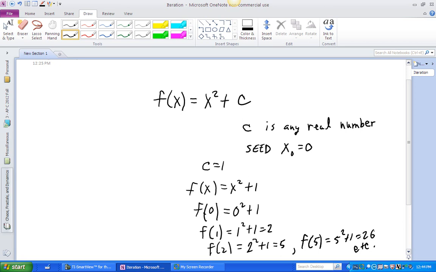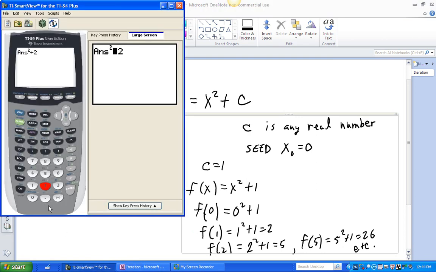But let's go ahead and do it on our calculator anyway, just to get some practice doing this with the calculator. So again, we're going to have answer squared plus 2, but we're going to clear that out. No, I'm sorry, we're going to have answer squared plus 1. We put in 0, and then we'll go with answer squared plus 1. Notice you have to put in the seed first, and you go from there, and we get 1, 2, 5, 26, 677, and so on, and this is clearly growing without bounds.